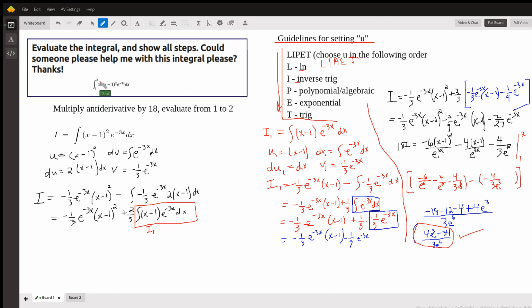So the way I like to do it, I like to ignore the limits of integration till the very end, and I would move this 18 out front. So I'll call this indefinite integral I, as x minus 1 the quantity squared, e to the minus 3x dx.